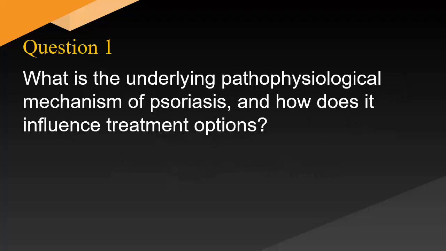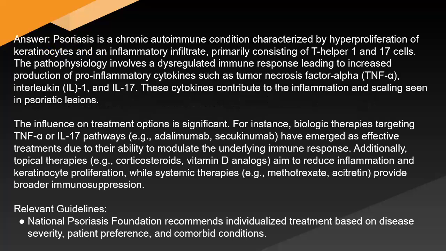What is the underlying pathophysiological mechanism of psoriasis and how does it influence treatment options? Answer. Psoriasis is a chronic autoimmune condition characterized by hyperproliferation of keratinocytes and an inflammatory infiltrate primarily consisting of T helper 1 and 17 cells.